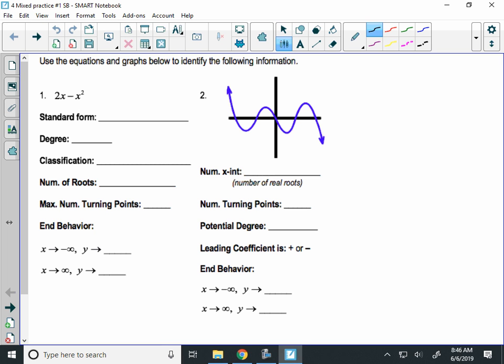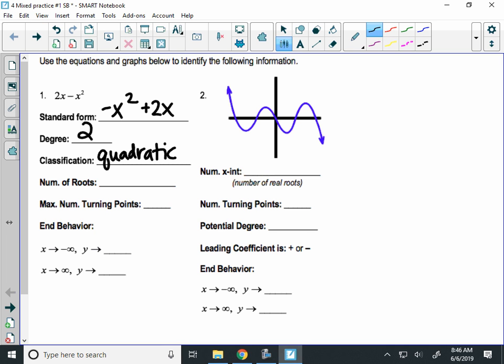To put it in standard form, your exponents need to be in decreasing order. So I start here with negative x squared, and then the next term will be plus 2x. The highest exponent of this polynomial is 2, that's the degree, and we call a polynomial of degree 2 quadratic.